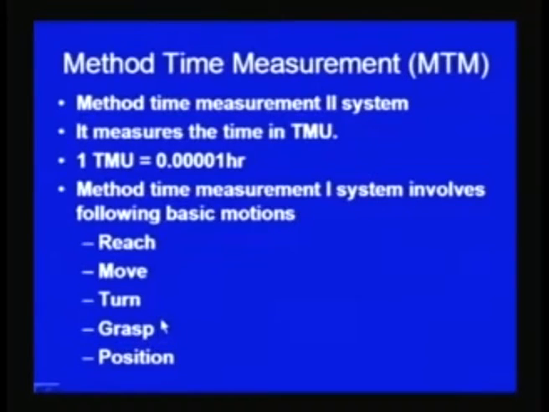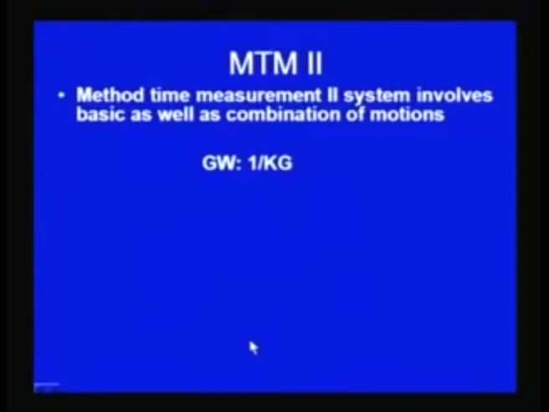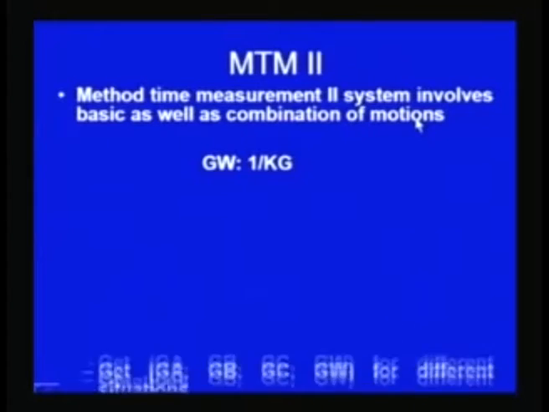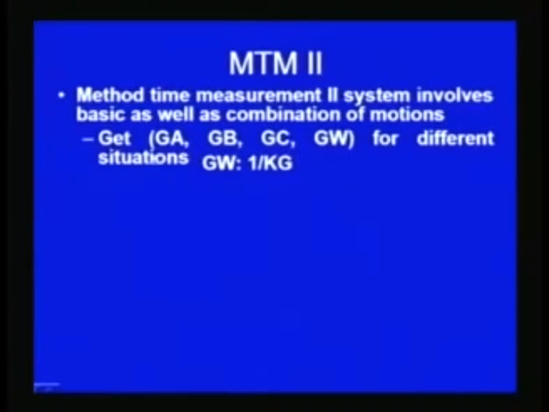Grasp is about getting control of the object in hand, and position is about putting things in one particular position. In MTM-2, the method time measurement system involves the basic motions as described in MTM-1 and the combination of the motions also. Here it involves basic motions like get. Get is about getting control over the object. For the different conditions, get is categorized as GA, GB, GC or GW.